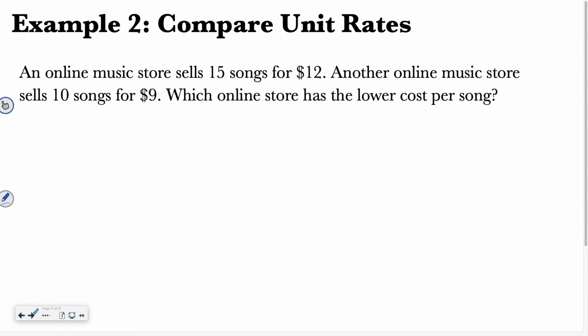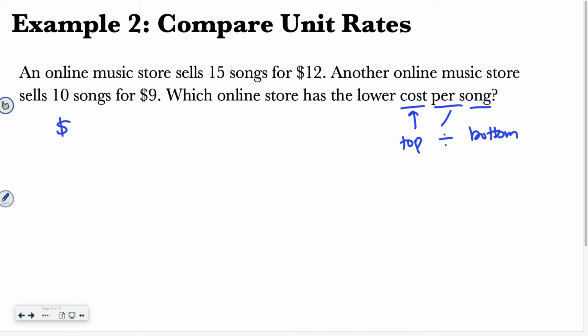Let's look at example 2. We're going to practice comparing unit rates to figure out what's cheaper. This will help you in everyday life to help you save money, okay, when you're buying things. An online music store sells 15 songs for $12. Another online music store sells 10 songs for $9. Which online store has the lower cost per song? So since it's lower cost per song, the word that comes in front of the word per, because remember we said per is our division, this is the top of the fraction, this is the bottom. Okay, so cost goes on top.